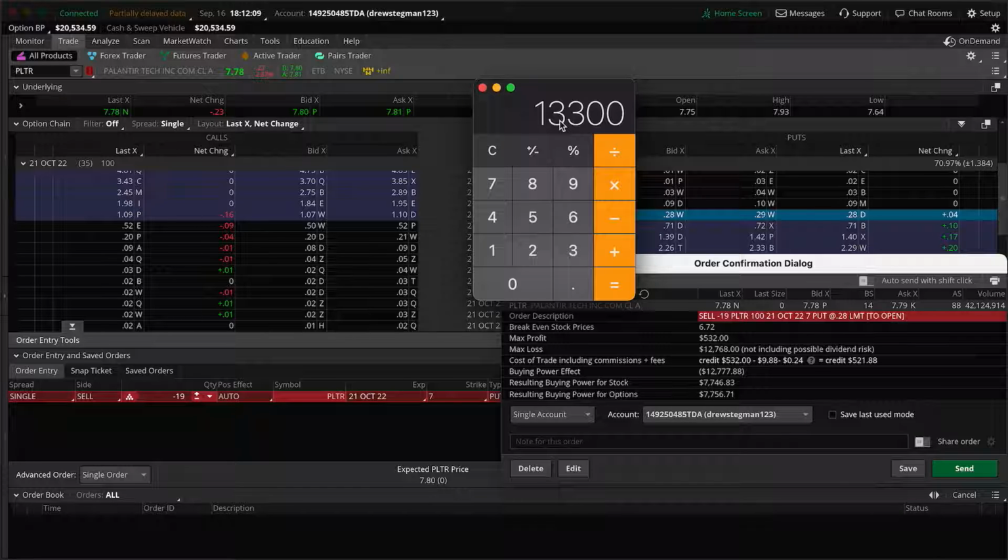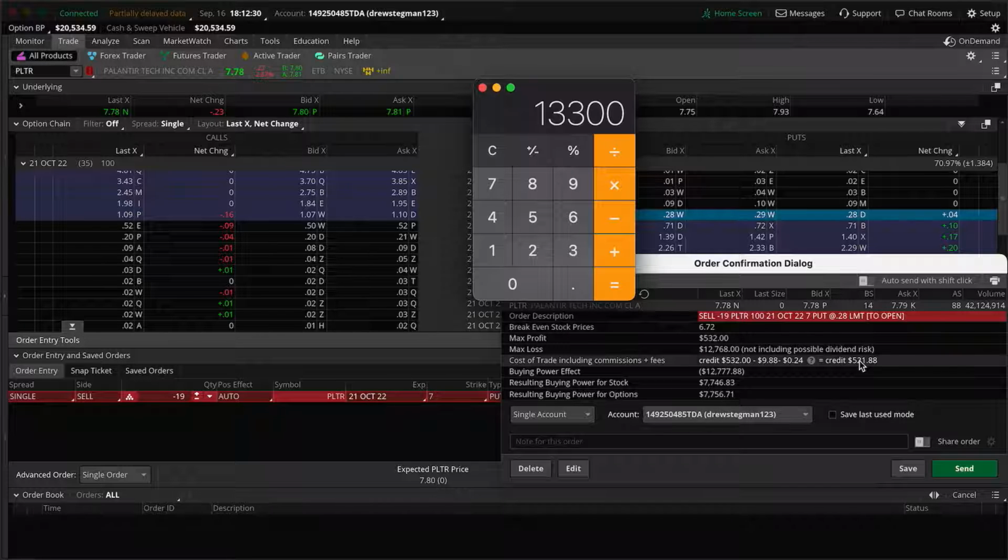And the reason it came up to that, actually, I just realized, is because that's the maximum you have to round down. So the actual capital committed on this trade was $13,300 minus the premium, and then your max loss would be, if Palantir went to zero, $12,768. So the total credit after commissions, in this case, looks like $521.88.